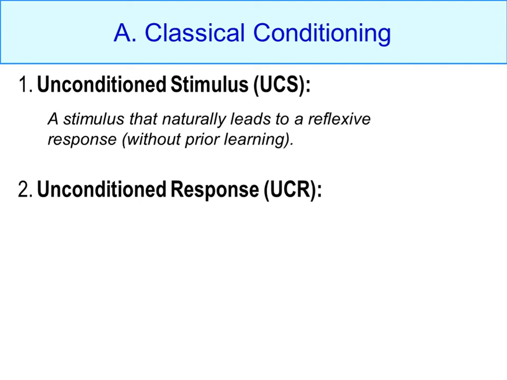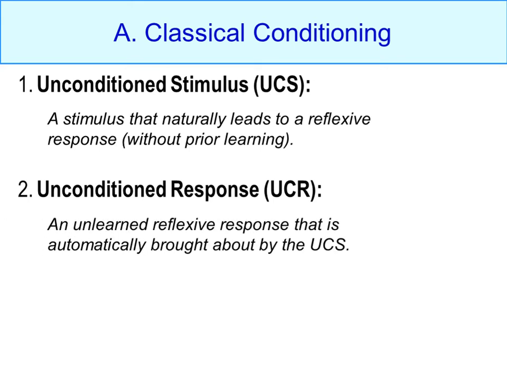This stimulus is just naturally going to lead to a UCR, the term below, an unconditioned response. Again, unlearned, reflexive, because we're talking about classical conditioning. An unlearned reflexive response. It's automatically brought about by the UCS. So these two terms go together. A UCS brings about a UCR. When? Always. It just does. It just happens in the world. Some stimulus, without learning, brings about some response.